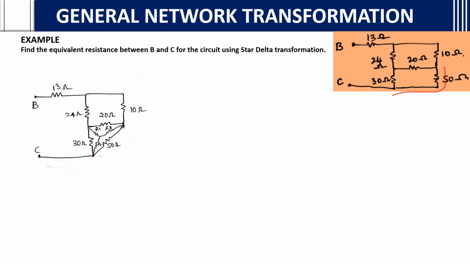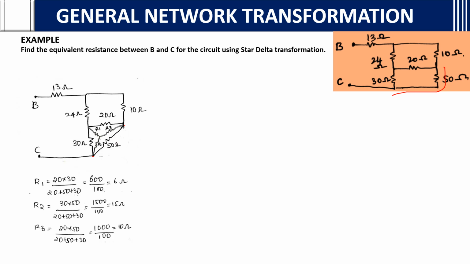Delta to star you are going to convert. To convert delta to star, what do we do? For getting R1, the opposite, adjacent resistances of R1: 20 into 30 by 20 plus 50 plus 30. Then you will get 600 by 100, 6 ohms. Then R2, you will get 30 into 50 product by 20 plus 50 plus 30, you will get 15 ohm. For R3, the product of adjacent resistances 20 and 50, if you calculate that, you will get 10 ohms.